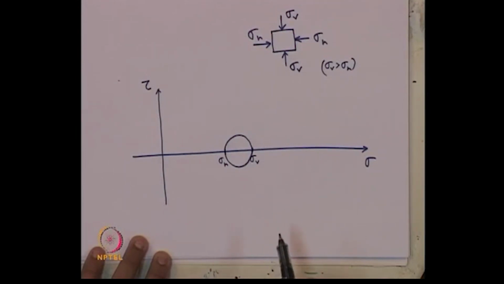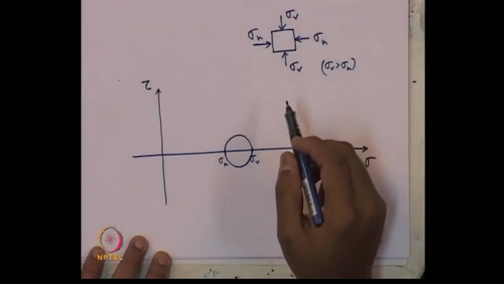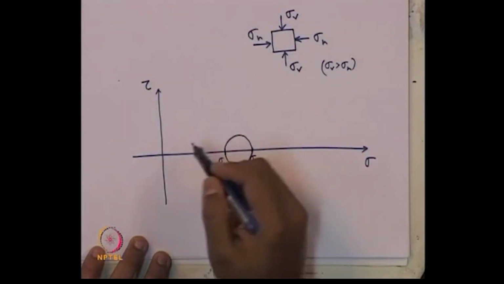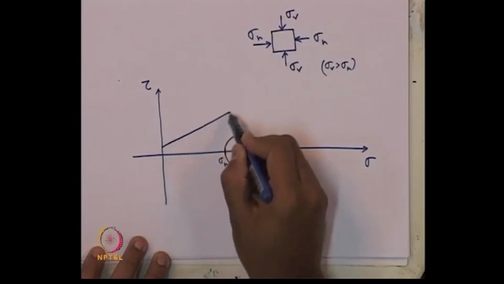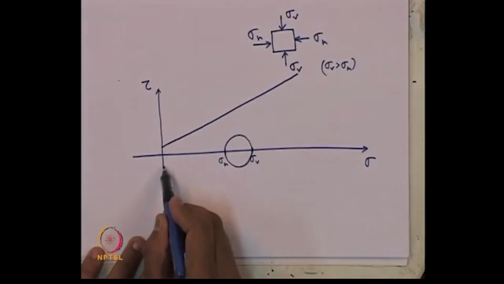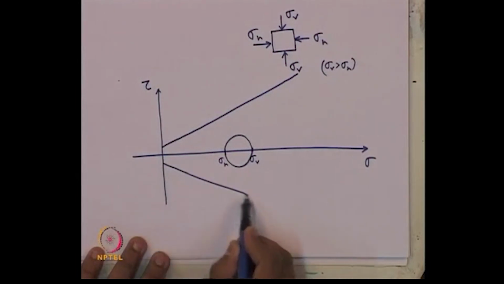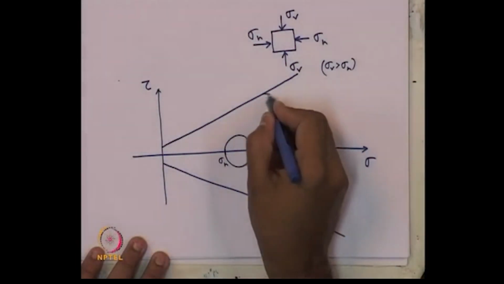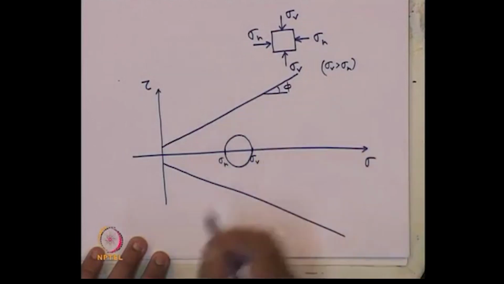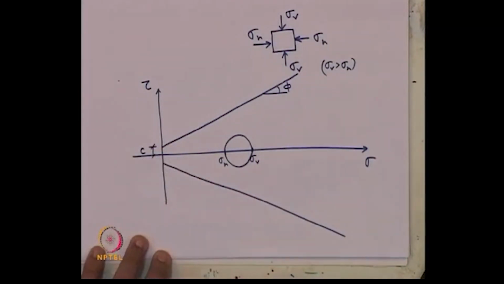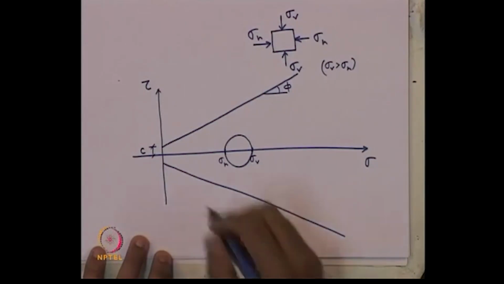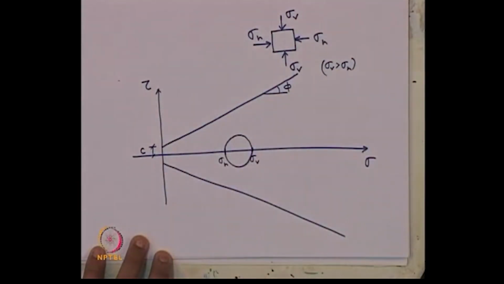Now, how to get the active state or passive state? Suppose this is a C phi soil or phi soil. If it is a C phi soil, the Mohr Coulomb failure envelope will go like this. If we draw it on both sides, this is our phi, the friction angle of the soil, and this is the intercept C, the cohesion of the soil. So, this is the failure envelope.